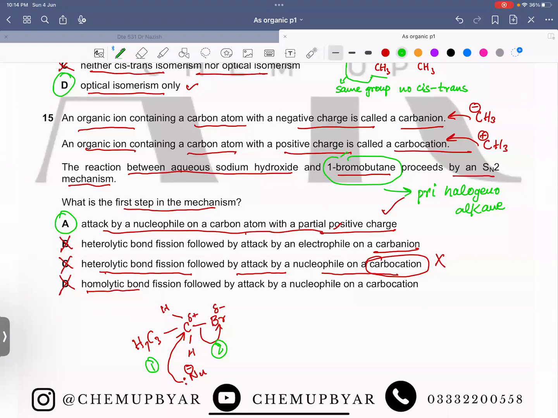So the nucleophile is attacking a carbocation, right? And the bond broken is a heterolytic breaking, due to which a carbocation is formed. So then C would be correct. For this case, we have a primary halogenoalkane, so C is wrong. Okay. Yes, is this clear to everyone?